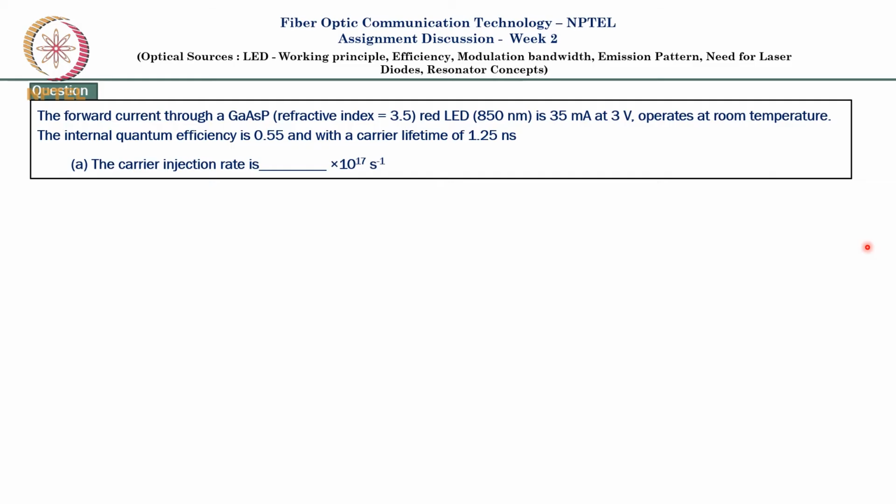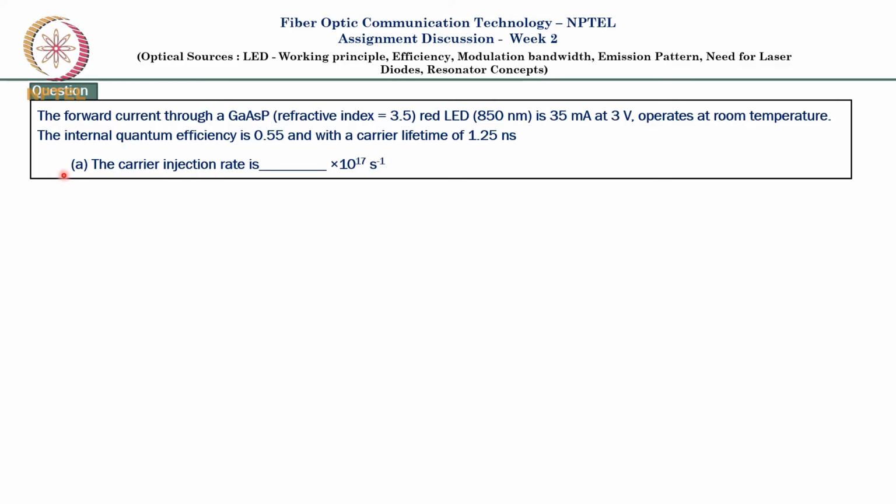Hello all, this is the assignment discussion session for week 2 for the fiber optic communication technology course. The course topic is mainly on LED, its working principle, efficiency, and its modulation based characteristics, and why we need a laser diode and other resonator concepts. So let us go to the question.